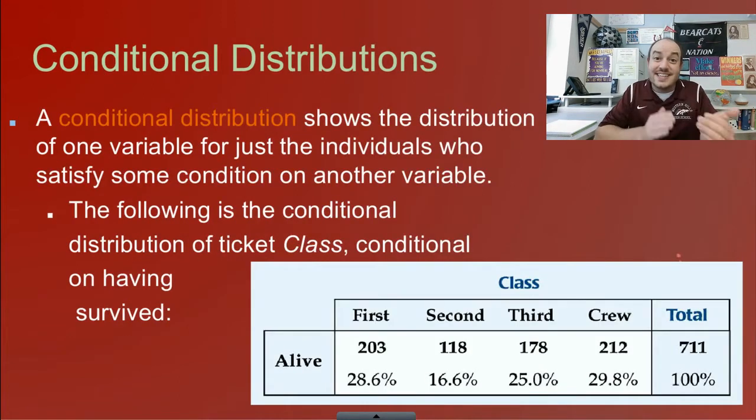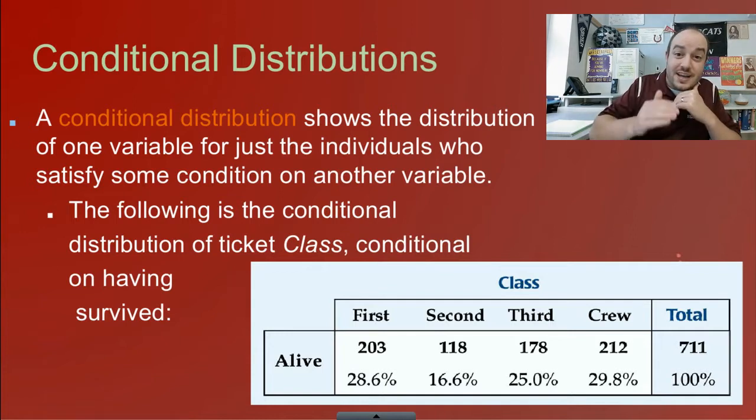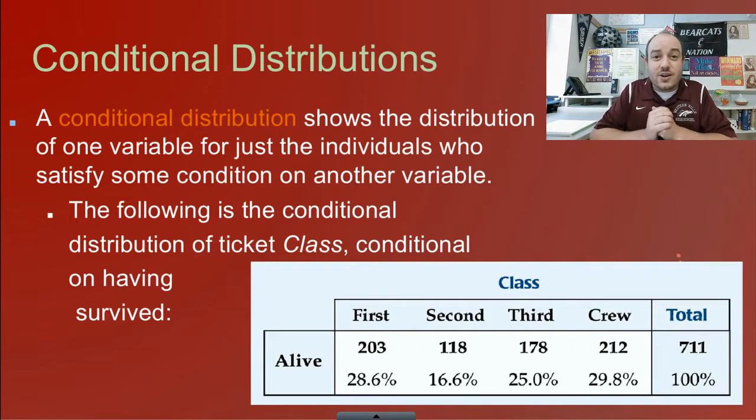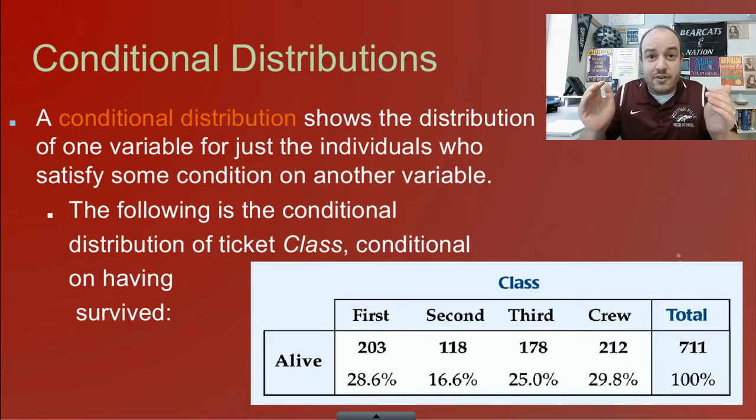Now we're moving into conditional distributions. Now here's the difference. A conditional distribution doesn't consider all of the people that were on the Titanic. It looks at a specific variable and picks one of the options. Then it breaks that option down according to whatever our second variable was. In this case, we're going to look at the conditional probabilities of survival, being alive, based off of what class you were.